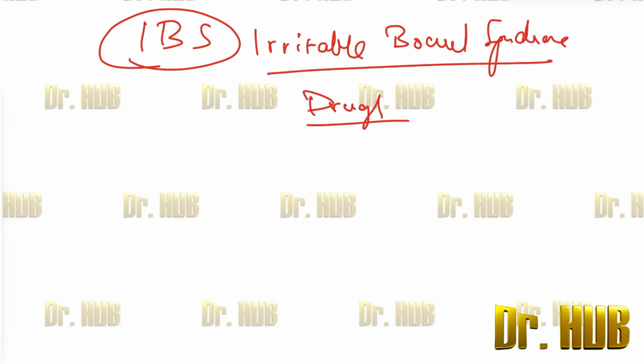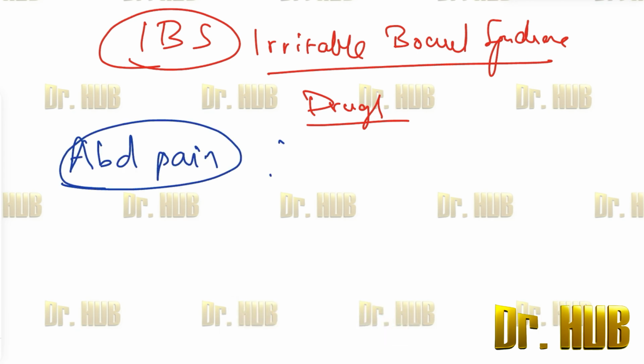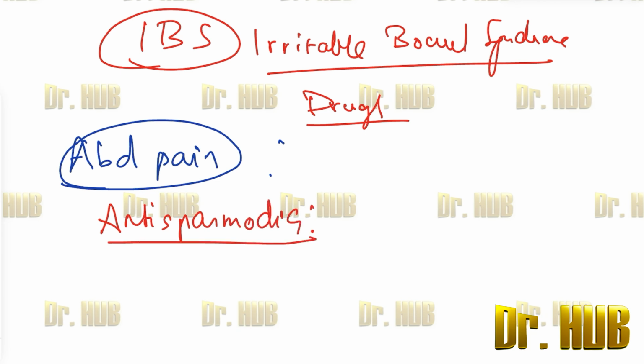To begin with, in case of ABD pain, that is nothing but abdominal pain, what happens with abdominal pain? First, you can give the antispasmodics. The commonly used one is dicyclomine. So this is the antispasmodic.